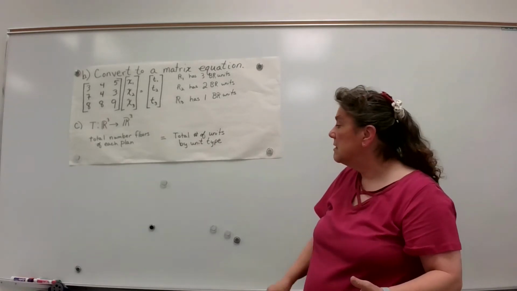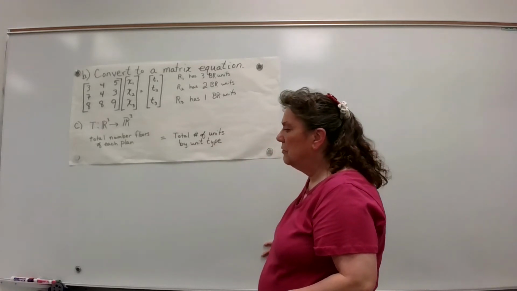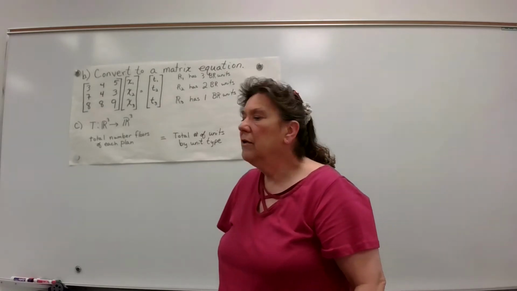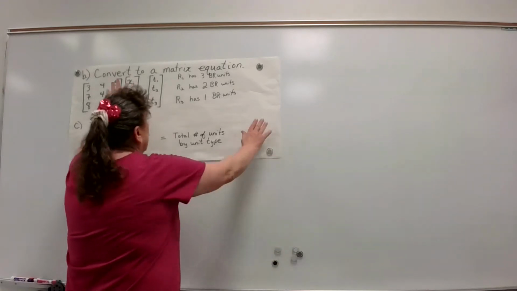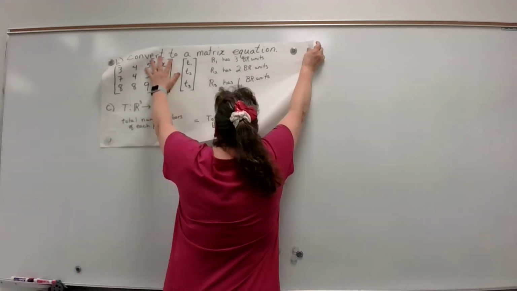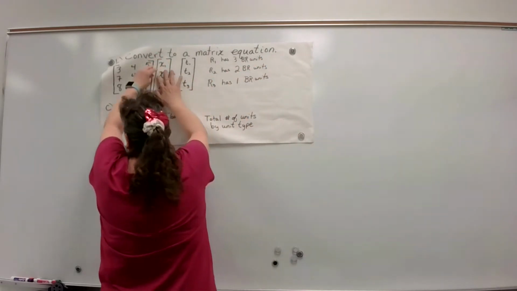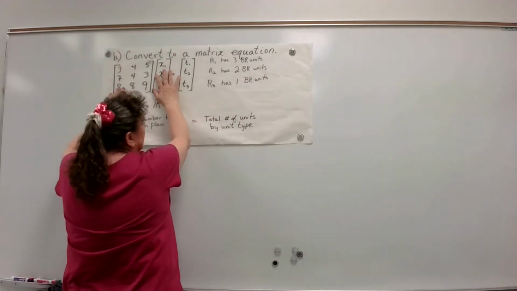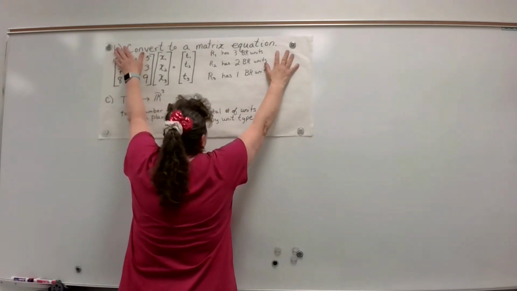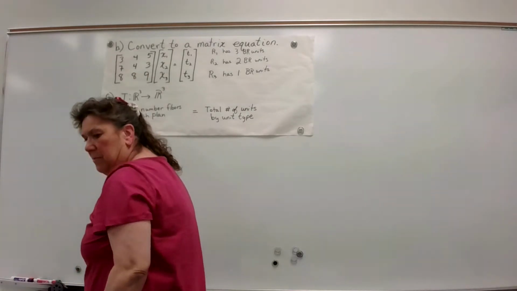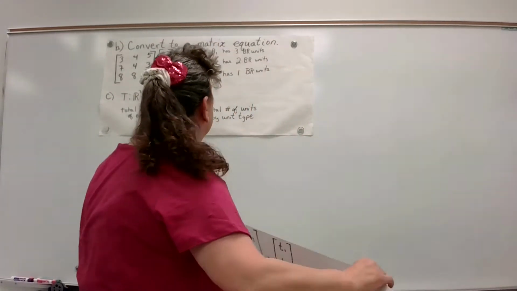So now next is part C. Part C says we're going to do a transition, R3 to R3. What we're going to be transitioning is the total number of floors in each plan to the total number of units by unit type, okay? So, as we go with the rest of this, here's the continuation of part C.